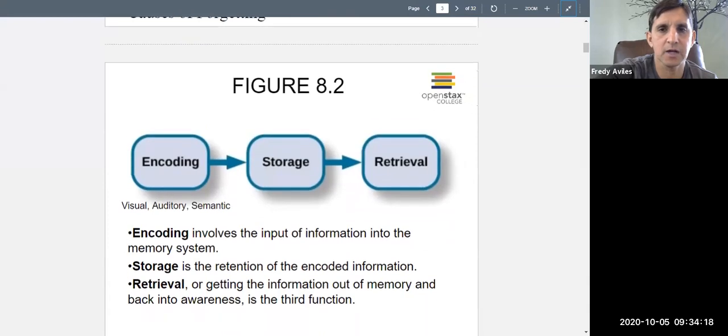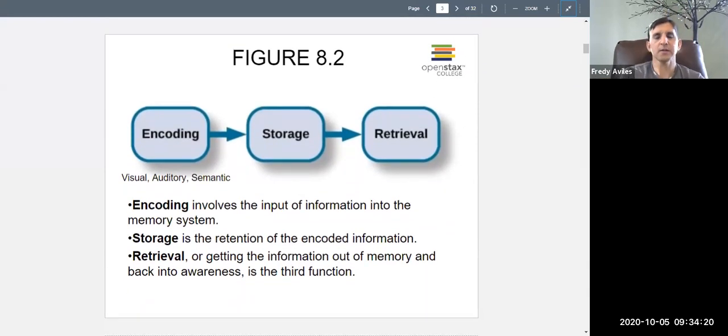Here's an image for you guys. It's in your book. It's figure 8.2. What this basically tells you is that memory involves three things. It involves encoding, storage, and retrieval. Okay, now you probably already know what storage means. You know what retrieval means. What the heck is encoding?